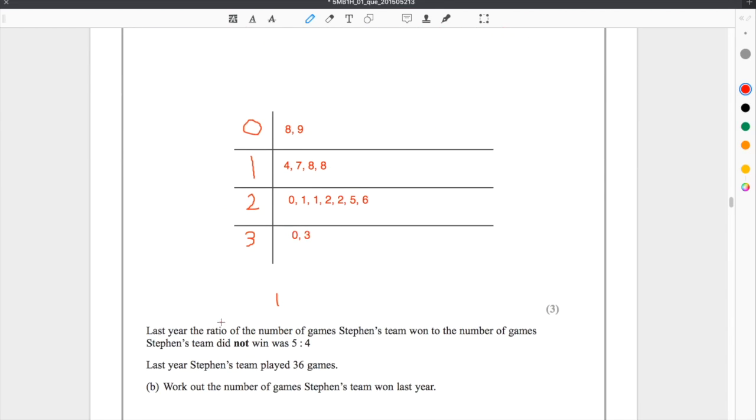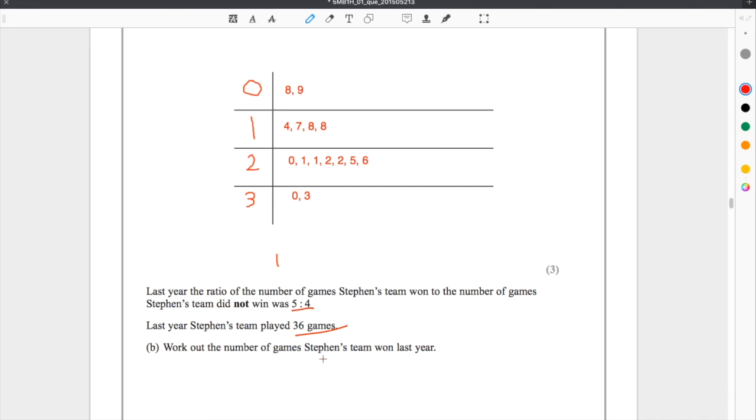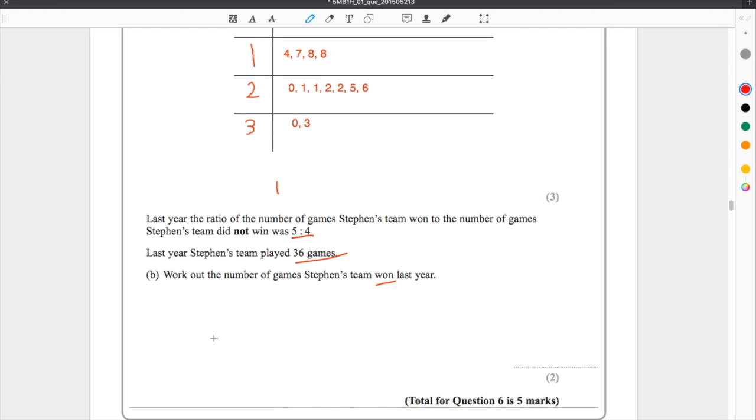Part B. Last year, the ratio of the number of games Stephen's team won to the number of games Stephen's team did not win was 5 to 4. And last year, he played 36 games. Work out the number of games Stephen's team won last year. Okay. The ratio is 5 to 4. So if we add those together, we have a fraction out of 9.